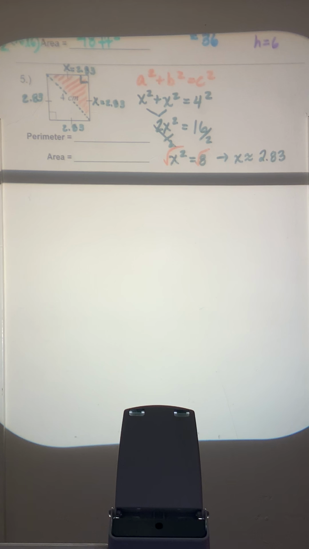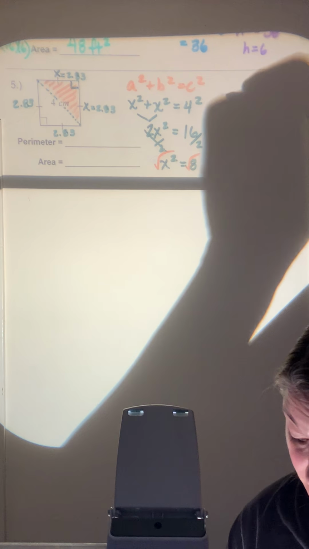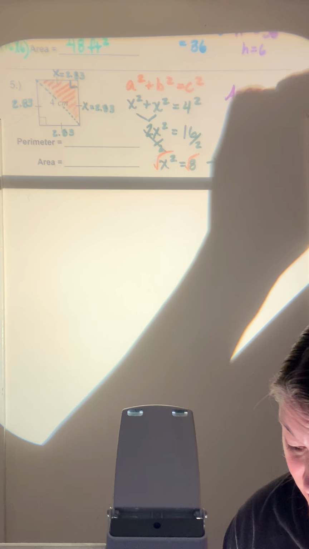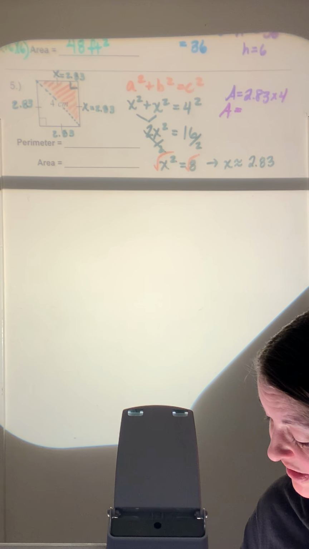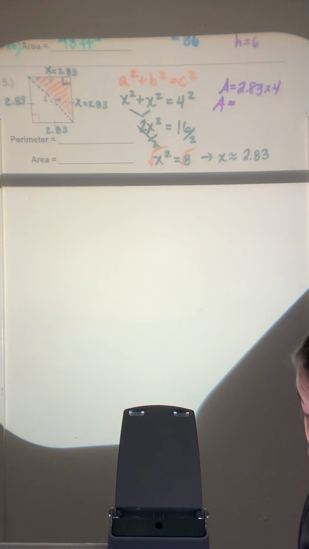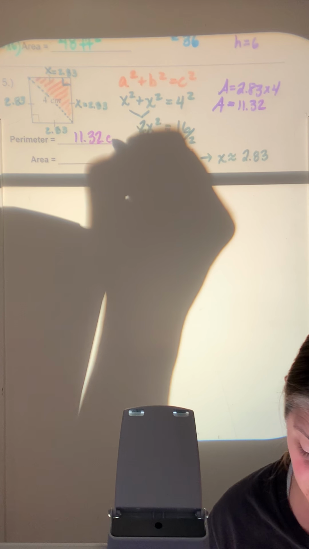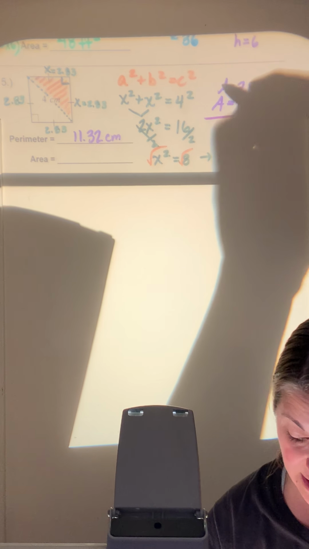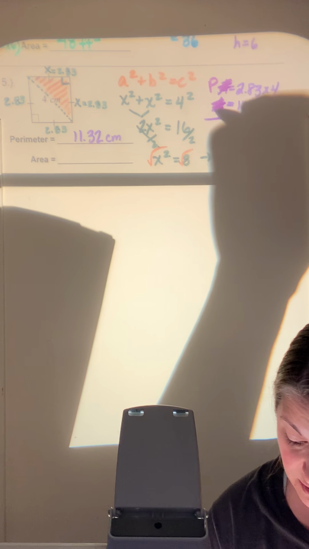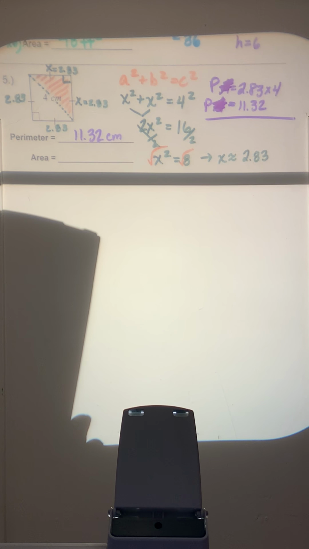Or all you really need to do is, since they're all the same amount, we can do 2.83 times 4. And that's going to give us 11.32. Oh, sorry, that's our perimeter. So for our perimeter, we've got 11.32.